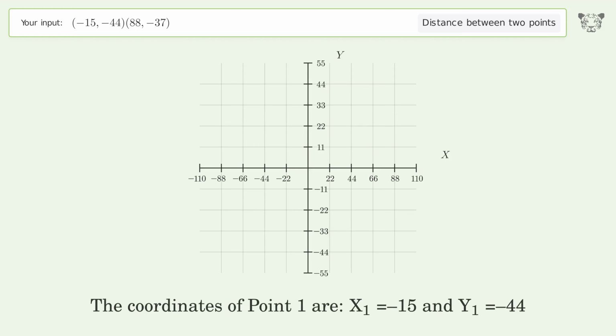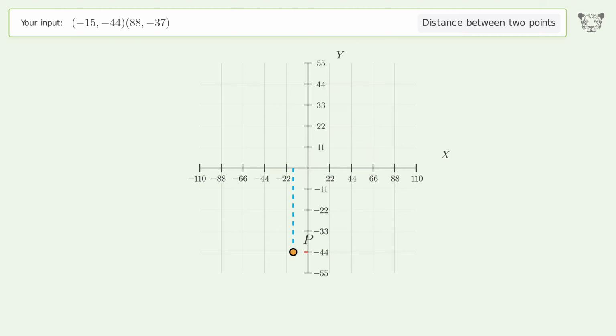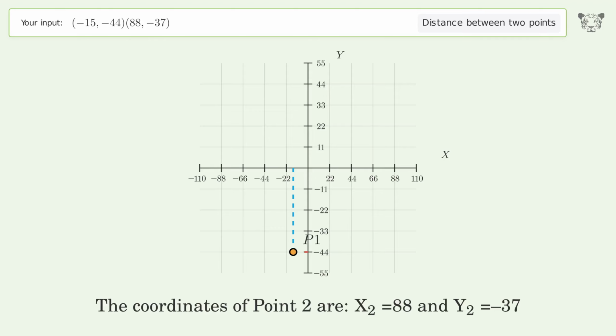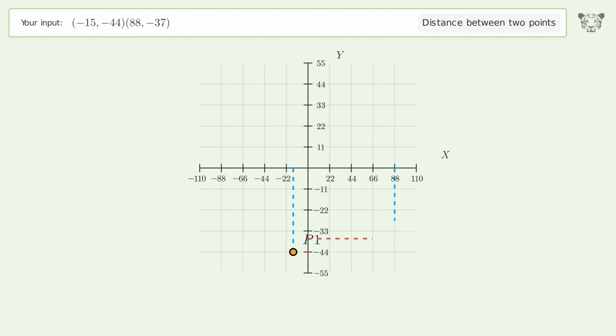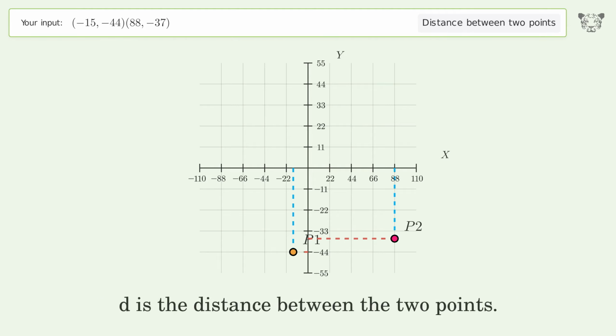The coordinates of point 1 are, x1 equals -15 and y1 equals -44. The coordinates of point 2 are, x2 equals 88 and y2 equals -37. D is the distance between the 2 points.